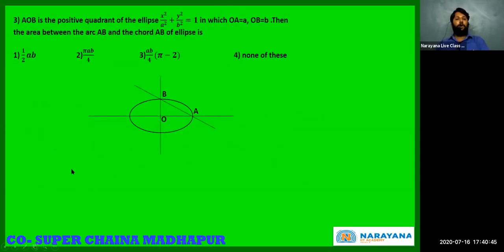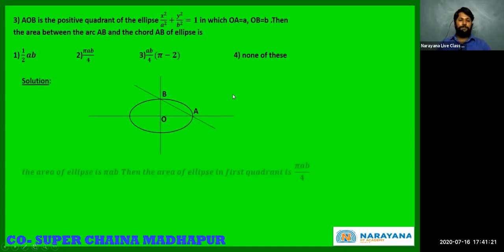AOB is the positive quadrant of the ellipse x²/a² + y²/b² = 1, right? In which OA is equal to a and OB equal to b. Then find the area between the arc AB and the chord AB of the ellipse. Okay, area between the arc AB and the chord AB, right? So this part is what we need the area of, right? So I hope you realize that whenever you need to find area of such a figure, the best thing to do would be to find area of this larger figure and then subtract this triangle. Correct? So what we will do, we will find area of the quadrant OAB and then subtract triangle AOB.